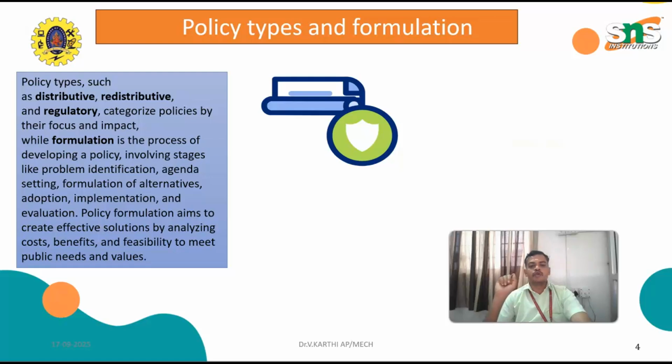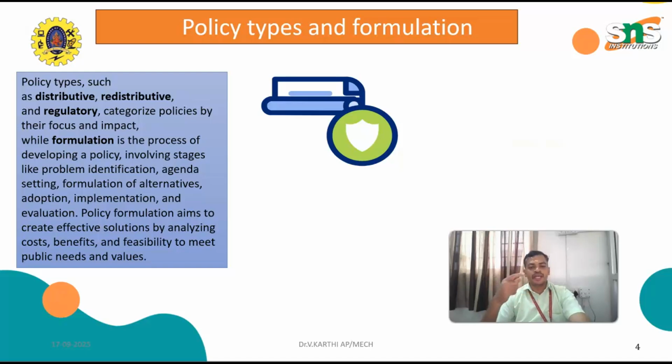Sixth one is approval through governance, who signs off. Seventh one is communicate and train. Eighth one is implement and monitor. Ninth one is review and revise on a schedule.